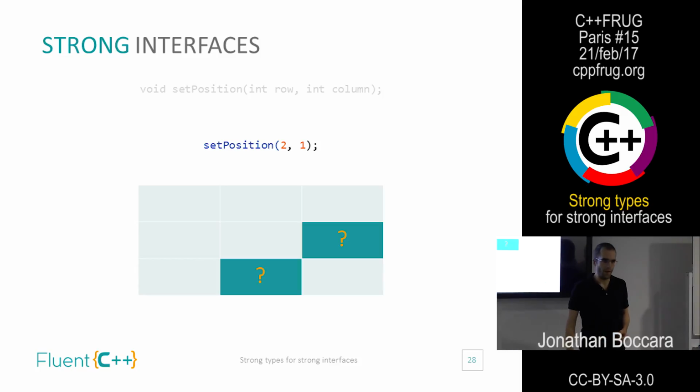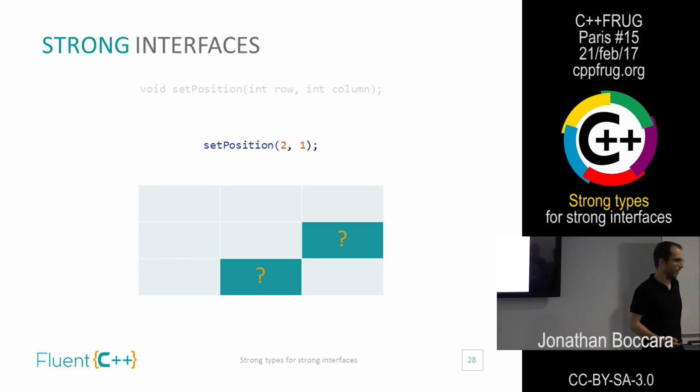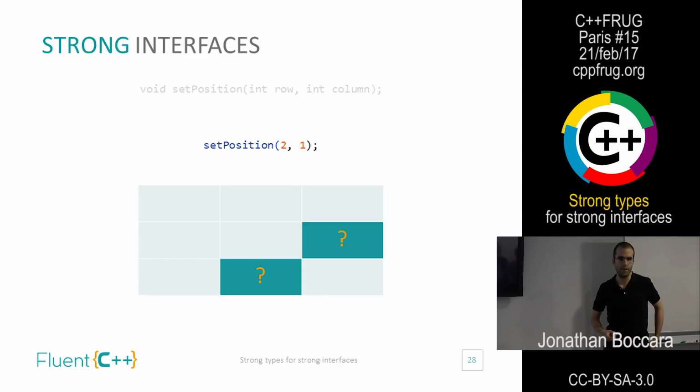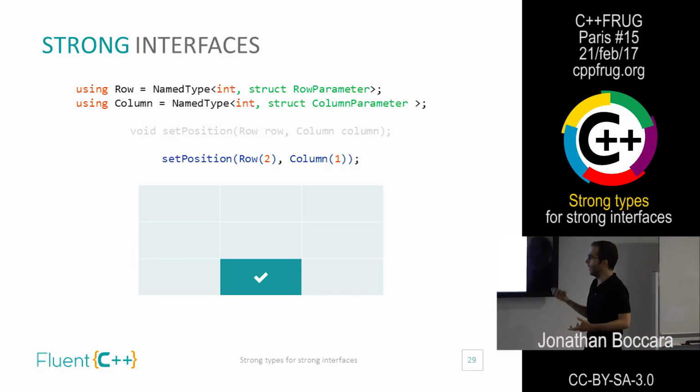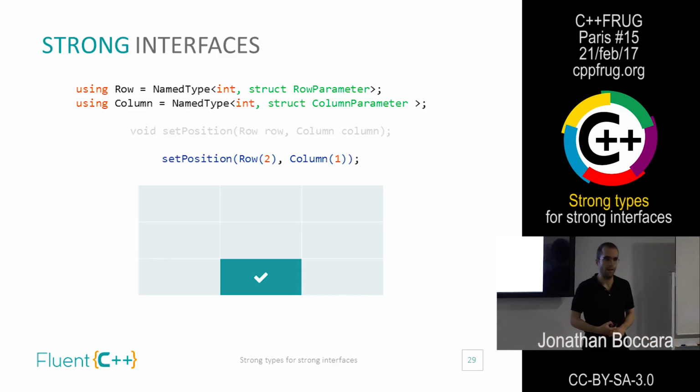With the same thing using strong types, having a strong row and a strong column, which are just ints really, but with a tag, with a name, then I can actually say which one's the row, which one's the column, and I know. Like if I get that wrong, there's a serious problem with me, and the compiler will stop me anyway.